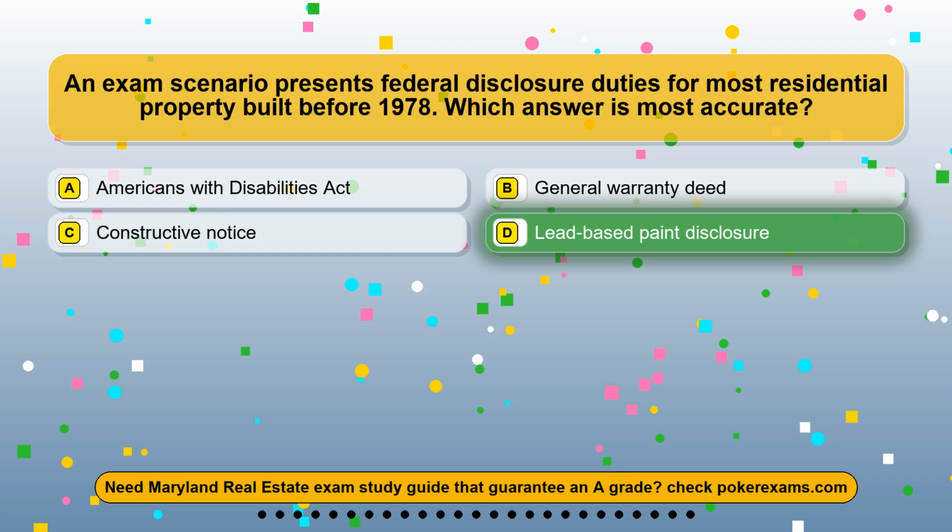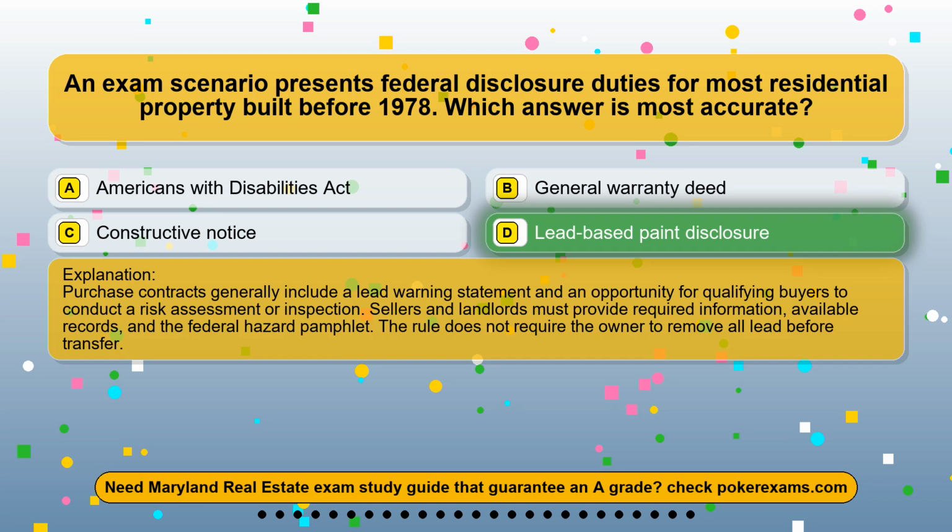The correct answer is option D, lead-based paint disclosure. Find the discount amount from the original price and the decimal rate. Subtract the reduction from the original price, or multiply by the remaining-price factor. The discount amount alone is the savings, not the amount paid.